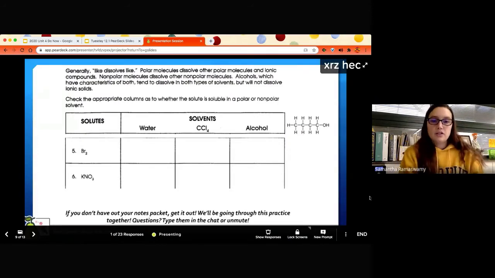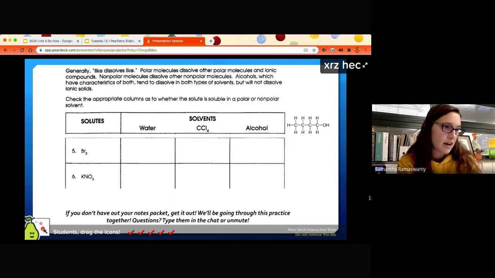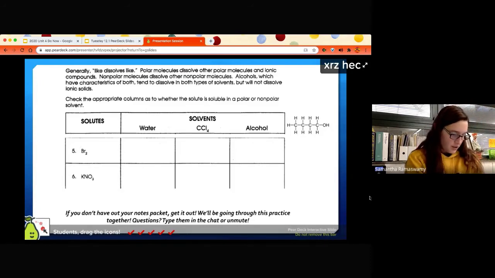Then let's look at Br2 and KNO3. So Br2, hopefully you can look back at ones that you've seen. Br2 and I2 are similar. Similar properties, they're both halogens, they're both diatomic. And so just to give you a hint, you should only be using 3 check marks here. Good. Carter looks good. Nathan looks good. Lacey, good.